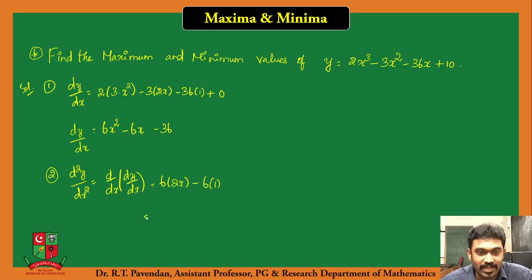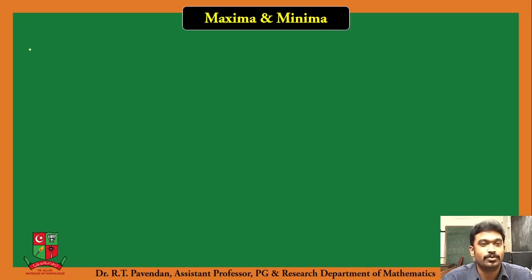So the obtained value for d square y by dx square is equal to 6 times 2 into x, that is 12x minus 6. So the first two steps are over. We have found out dy by dx and d square y by dx square. The third step is we have to find the stationary points by equating this dy by dx to 0. Let us see what happens. So the third step is we have to equate dy by dx to 0.